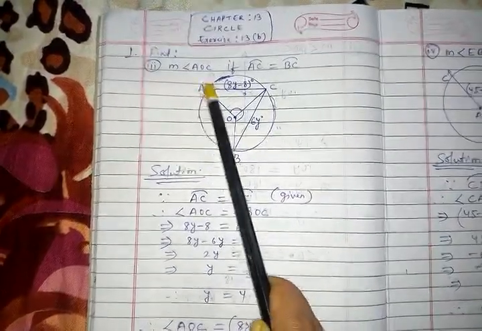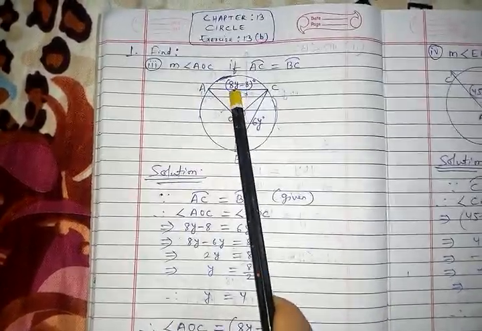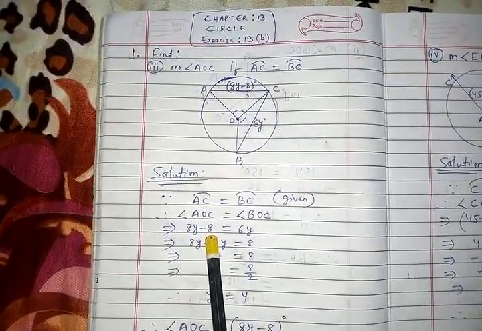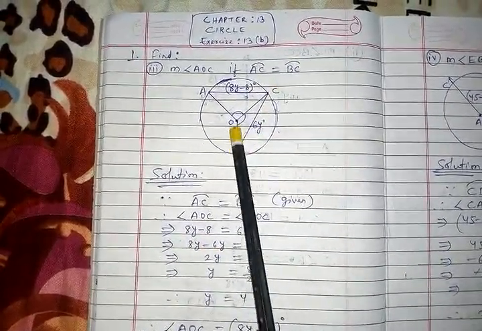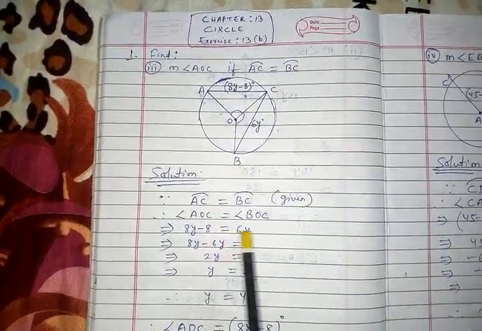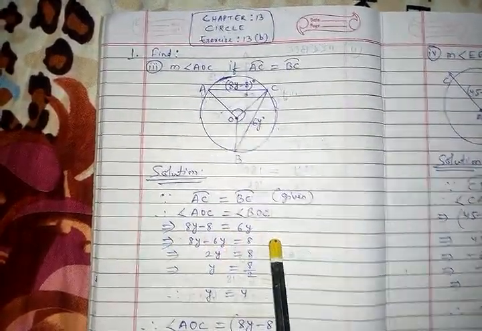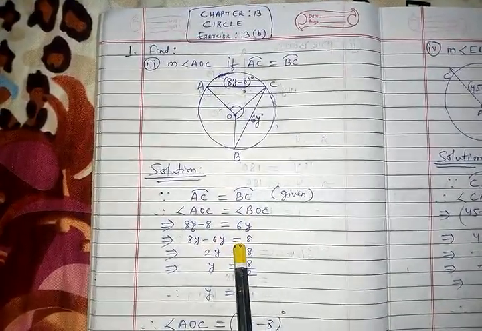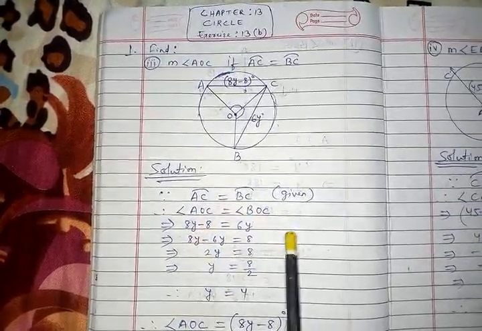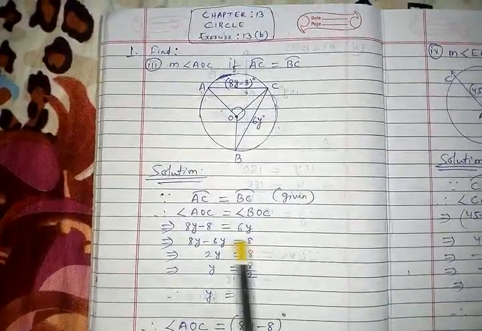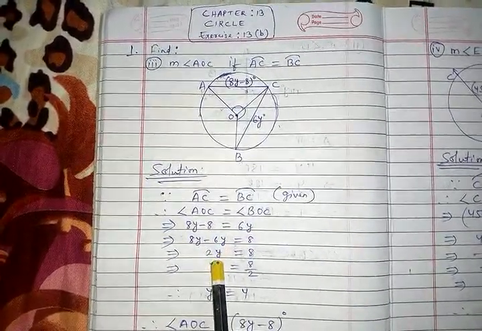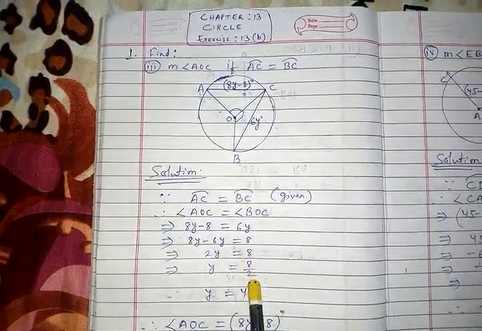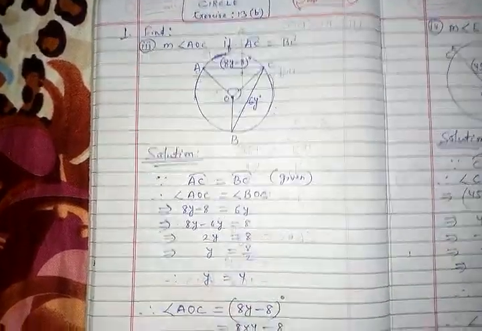Now angle AOC value is 8y minus 8 degree, and the value of angle BOC is 6y. So after writing both values, 8y minus 8 equals 6y. The 6y comes to this side, minus 6y, and minus 8 goes to that side, it is 8 plus 8. Now 8y minus 6y is 2y. 2y equal to 8. y equal to 8 by 2. Therefore y equal to 4.